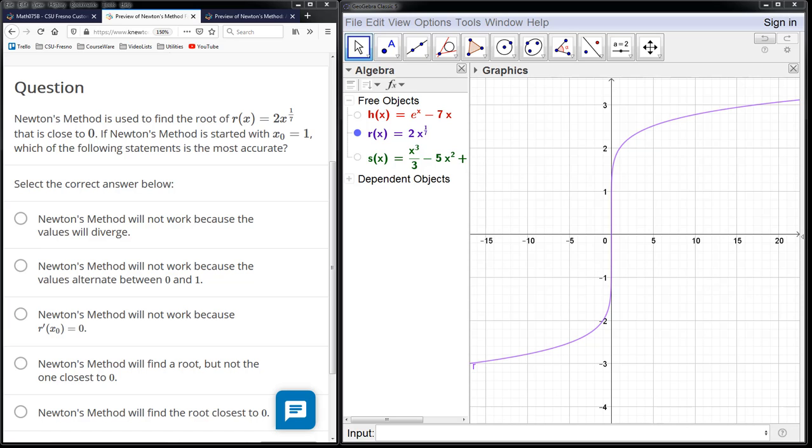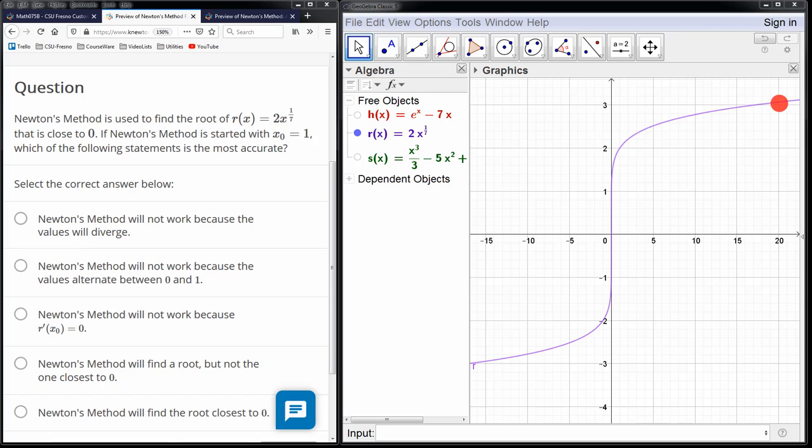This is a video about Newton's method, and in particular it's a video about how sometimes Newton's method doesn't quite work the way you hope it would. So the question here is, if Newton's method is used to find the root of r of x equal to 2 to the 1/7 power, which to me is the same thing as 2 times the 7th root of x.